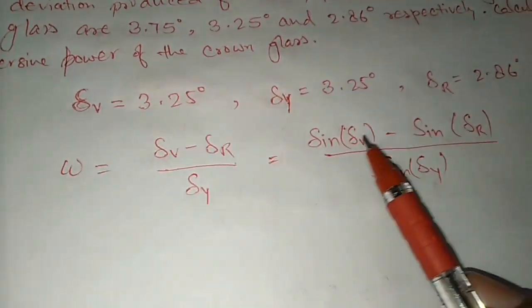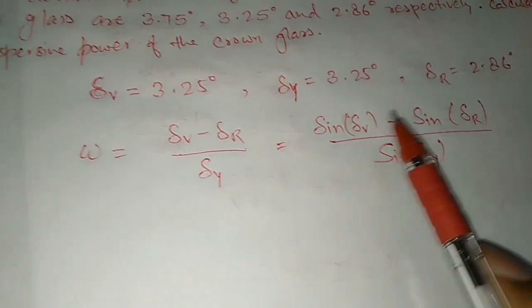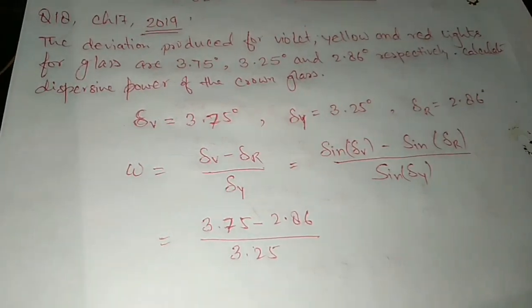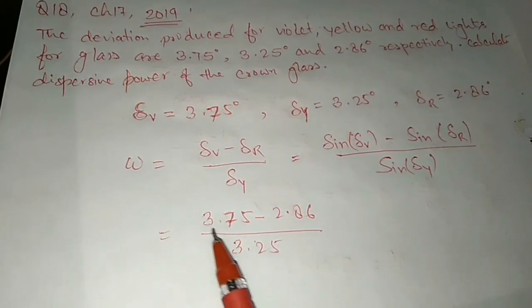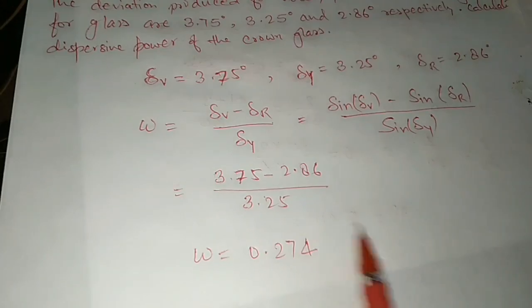We know that for a small angle, theta tending to 0, sine theta is equal to theta. We can use this way to solve, or directly also. I'm using the direct equation. On putting the values, omega gives this value.